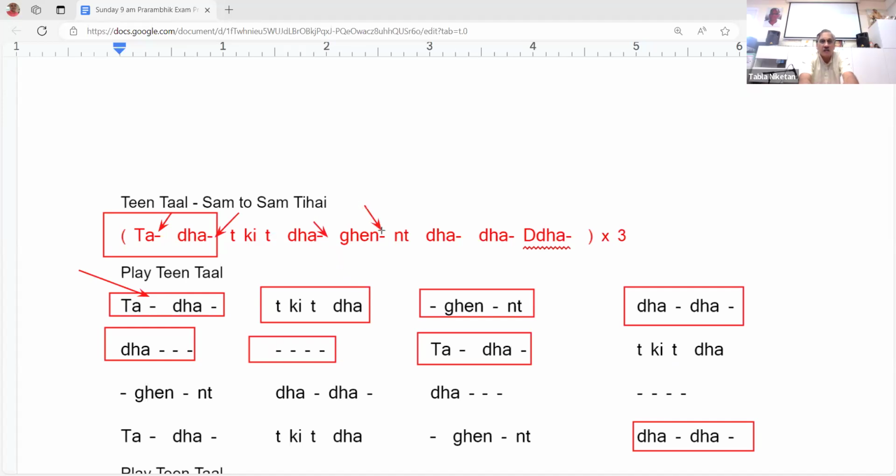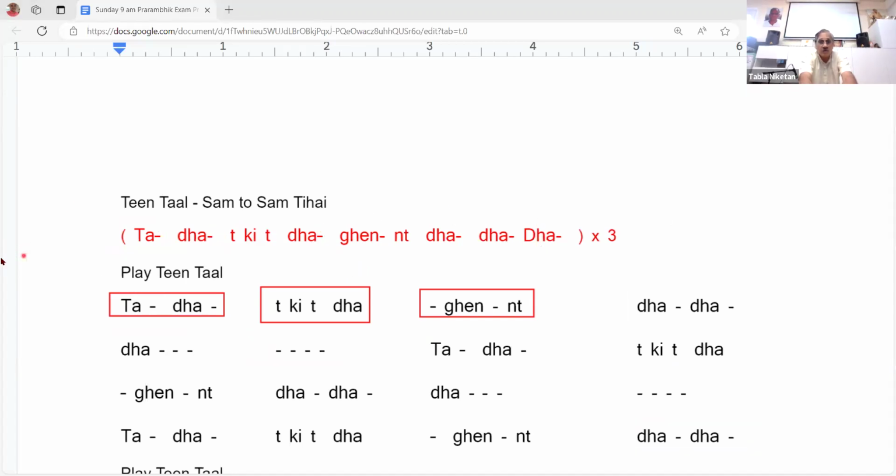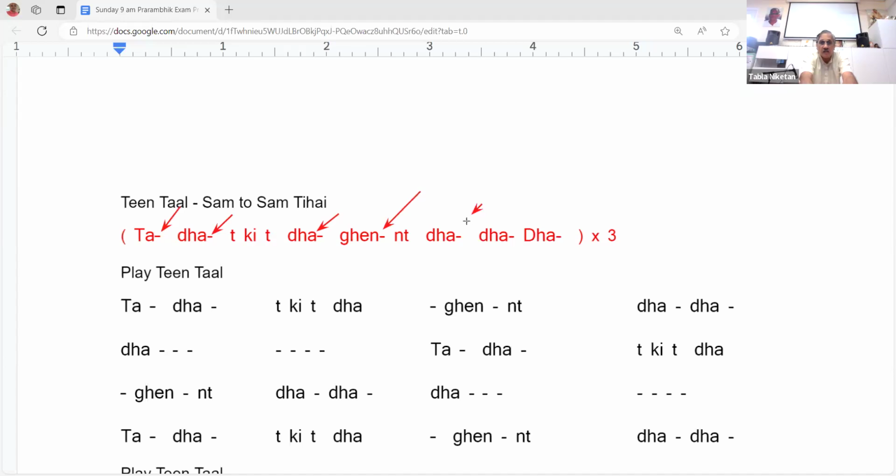And then there is a, right? Ghe en ta, dha a, dha a, dha a. So there are lots of pauses here, guys. Make sure you understood the pauses. Again, I'll repeat where the pauses are, and make sure you pay attention to them. Once again, listen here. This is not an easy tihai. So ta a dha a ta ki ta dha a ghe en ta dha a dha a dha a. And after this dha, there is a long pause which I have not written here, which I'll add here. So it's a pretty long pause.